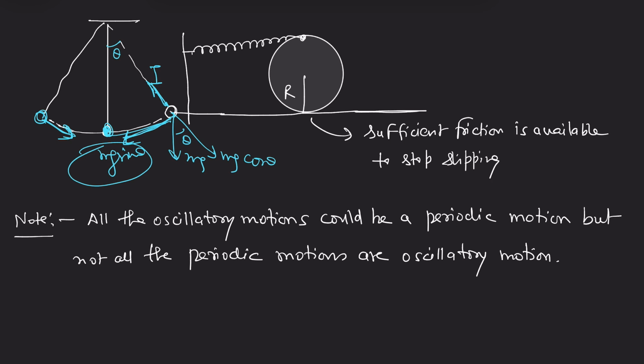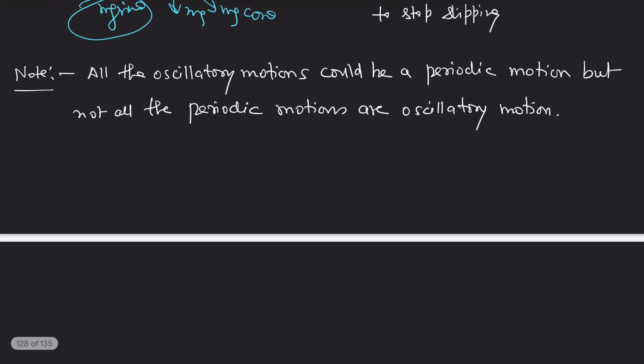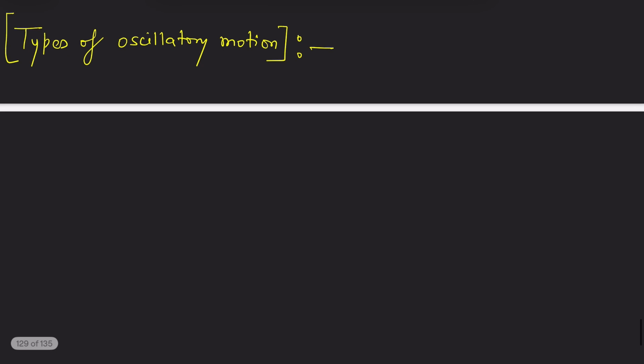So now coming to the next few basic definitions. The next thing that I want to talk about is the types of oscillatory motion. Primarily there are three classifications that we can do. So let me write those.